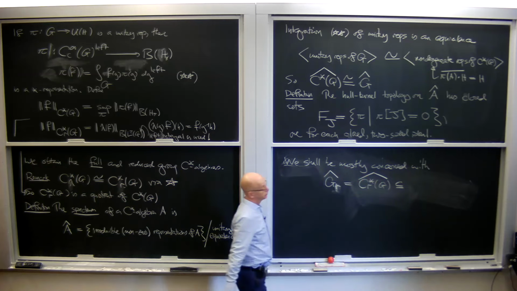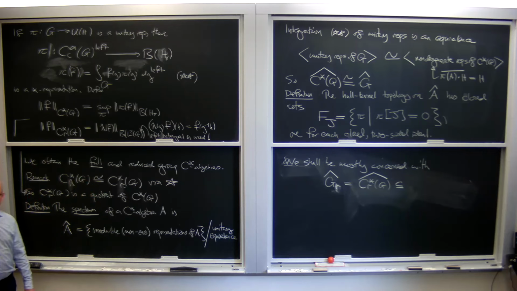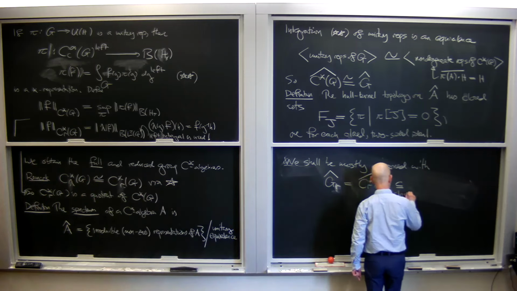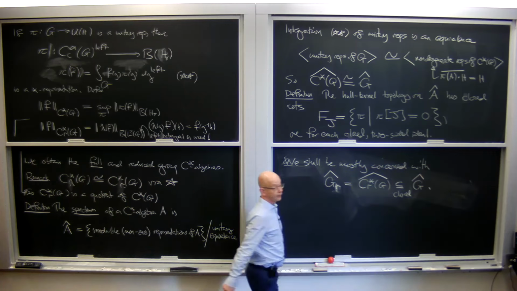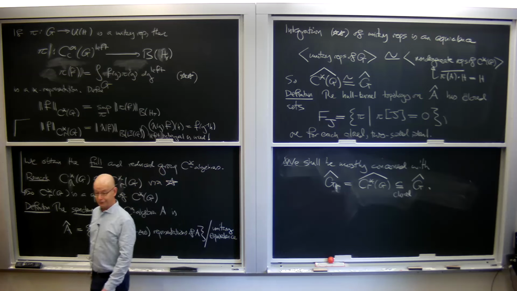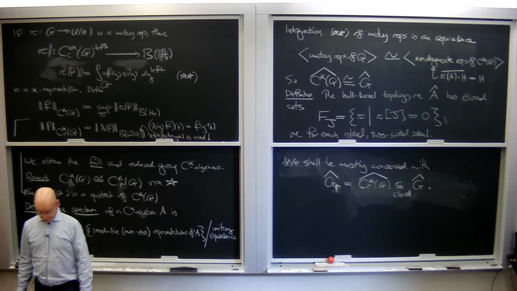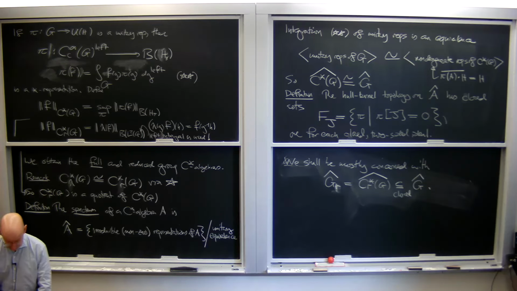So C star reduced of G is a quotient of C star of G. It corresponds to an ideal, the kernel of the regular representation. And according to the definitions above, this thing here is a closed subset of the whole unitary dual. You'd like to know what the unitary dual is. That's the obvious natural thing to study, but it turns out to be a very difficult thing to study. The reduced dual turns out to be much more within reach.